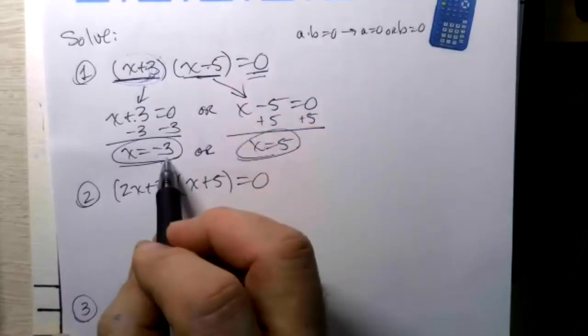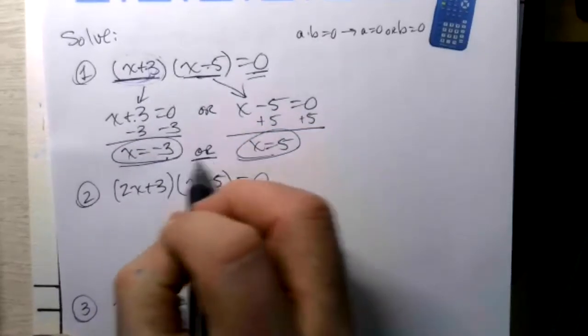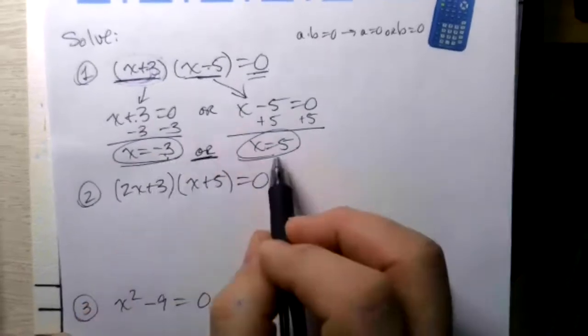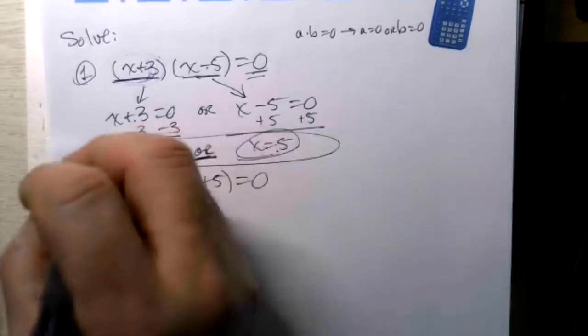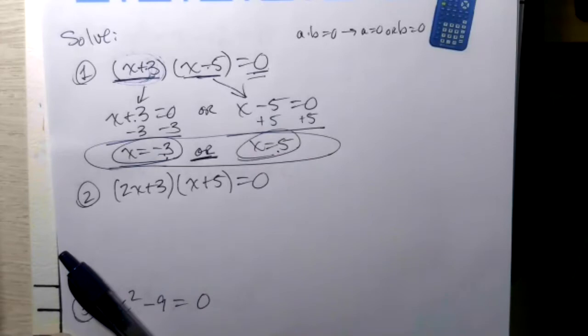Now, because x can't be two things at the same time, we're going to write the word "or" in between them, because x can either be -3 or 5. These are both solutions. Now again, if they are solutions, that means they should make the equation true.